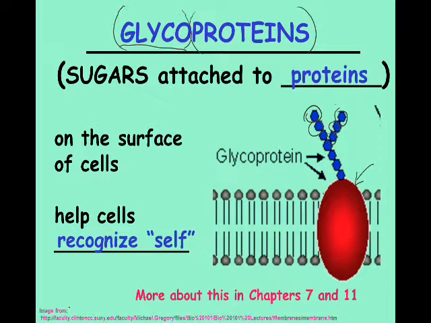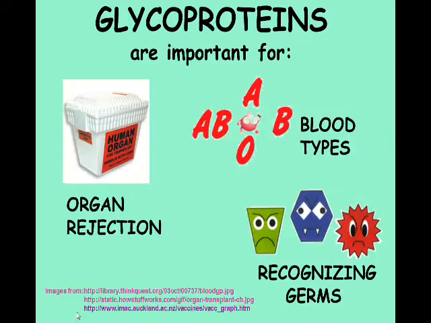Are you like me? Do I recognize myself? Or are you different? And they're important when we talked about things like blood types, in organ rejection, in recognizing cells like germ cells that are not supposed to be in our body. It's how we recognize and identify things that are different. So glycoproteins are important. One of the functions of proteins, the protein is part of that glycoprotein molecule.